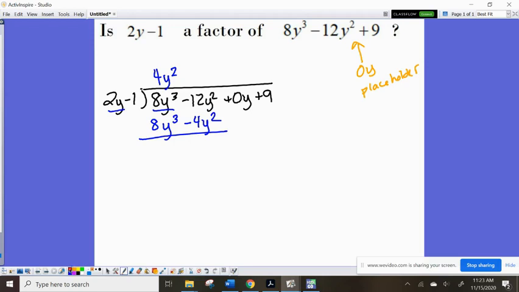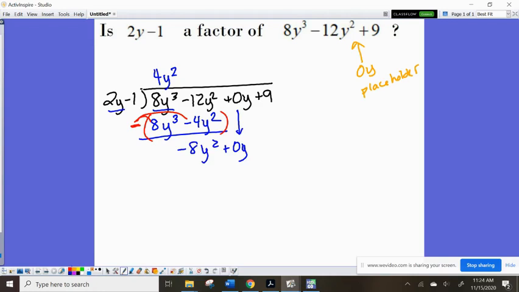And then we use parentheses to subtract both terms. So as a reminder, both signs will change. 8y cubed minus 8y cubed is 0. Negative 12y squared plus 4y squared gives us negative 8y squared. And we're going to drop down the 0y.